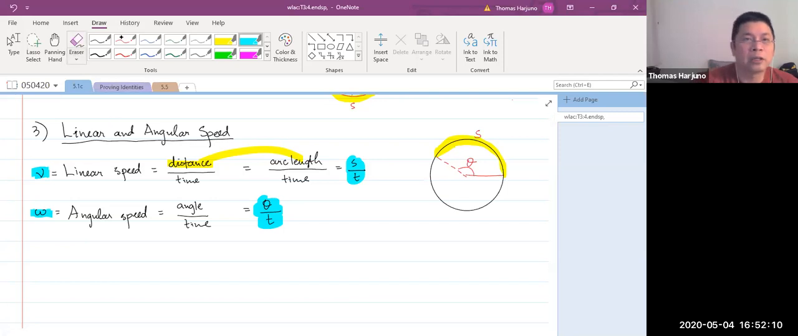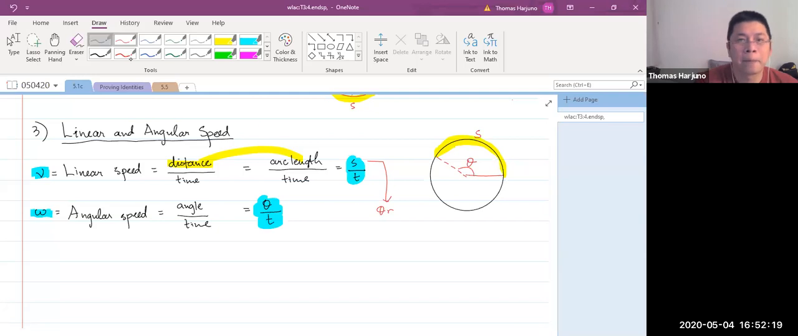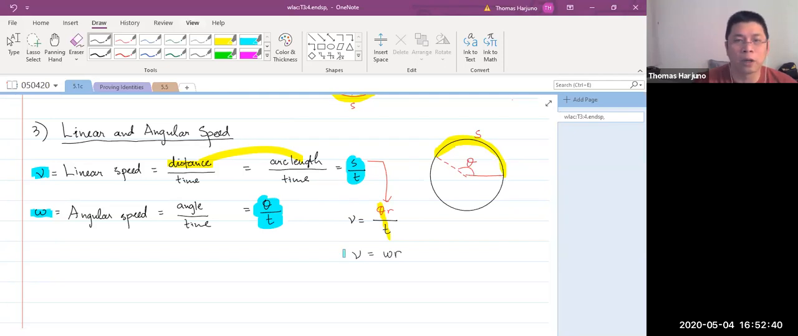At the same time, we know that s is equal to theta r. S equals theta r. But theta over t is omega. So linear velocity, linear speed, is equal to angular velocity times the radius. Now we get another formula that we need to memorize.